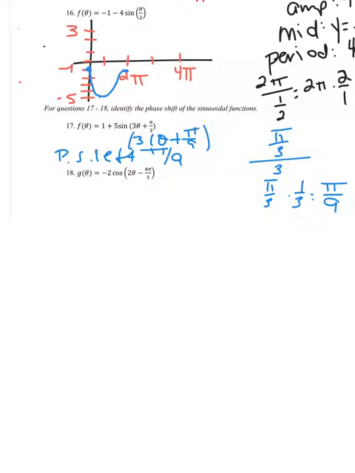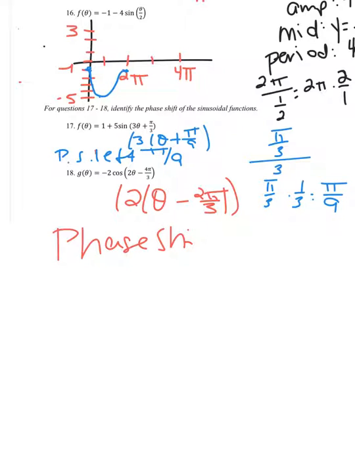So when I go to actually factor out this 2, I'm left with theta minus 2 pi over 3. So this is a phase shift right, because I'm negative, right, 2 pi over 3. And that's it.